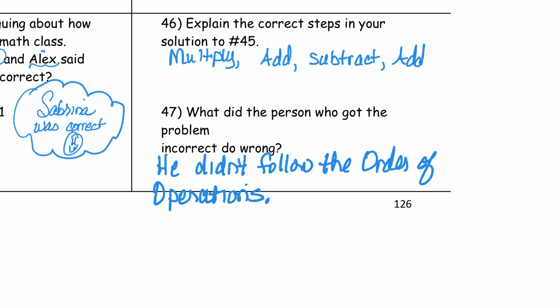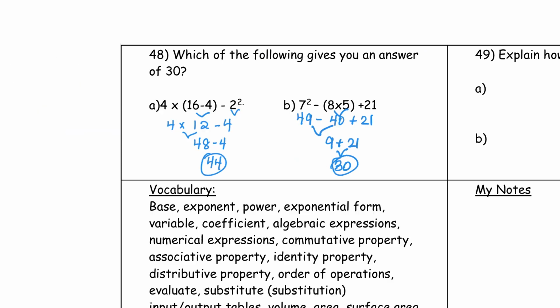And then finally, number 47, what did the person who got the problem incorrect do wrong? He did not follow the order of operations. He just started at the beginning and ran all the way through. With the order of operations, you need to look for the specific order, parentheses, exponents, multiplication, or division, whichever comes first in the problem, from left to right, or addition and subtraction. Again, whichever comes first in the problem from left to right.